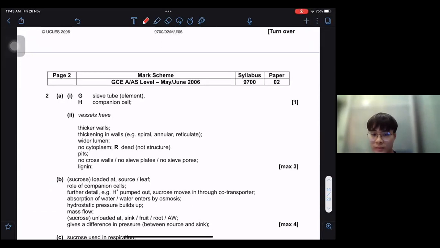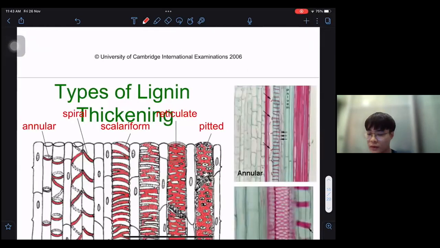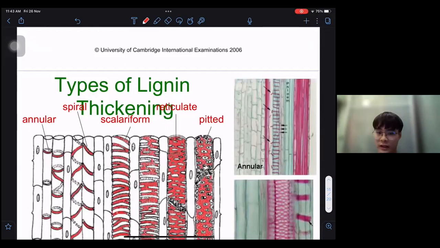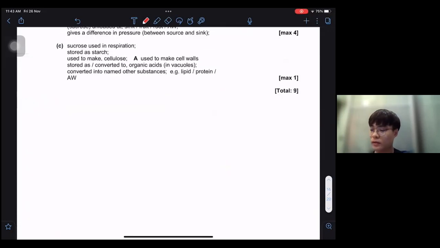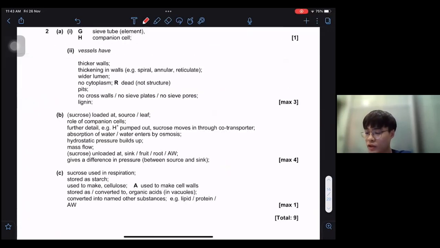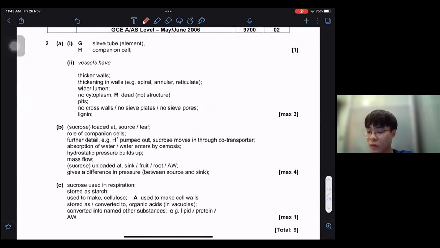This is a slide from teacher's PowerPoint. As you can see, there are 5 types of lignin thickening. First one is annular, spiral, scalariform, reticulate and pitted. This reticulate is actually net shape. And in phloem tissue, they do not have lignin, so there's no thickening in the wall.